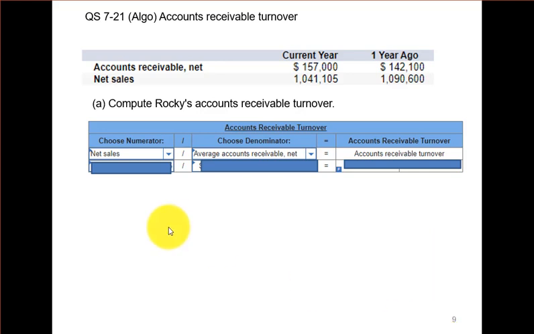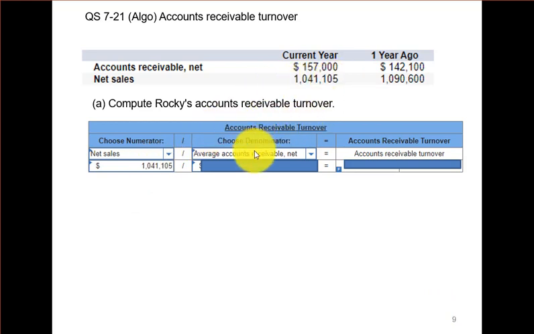Okay, now let's look at a problem. We've got information from a year ago and current year, and we're going to compute Rocky's accounts receivable turnover. And of course, we know the formula is net sales divided by average accounts receivable, and that will give us our turnover. Now, average receivables means at the end of last year, that's really the same thing as the beginning of this year. We're going to add that to this year's ending, add them together, divide by 2, and then divide into the current year's sales.